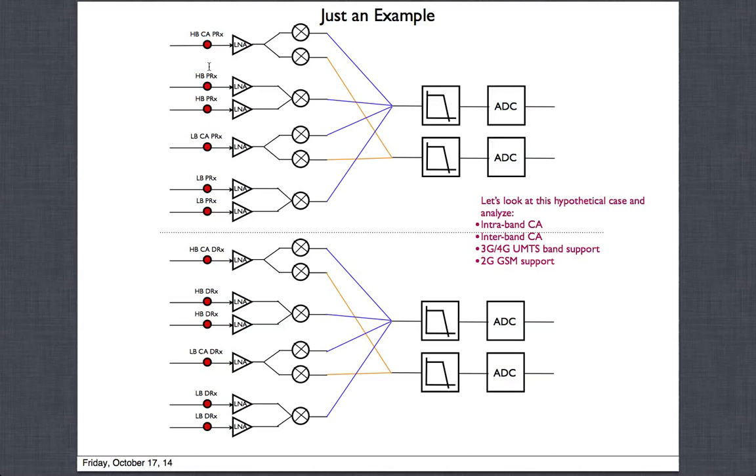I have got 3 high band paths here and 3 low band. Okay, and why did I put it here? So first of all, let's look at this path. This path I put in because this might be a high band carrier aggregation path, high band carrier aggregation PRX, where what we are trying to do is, this is interband.